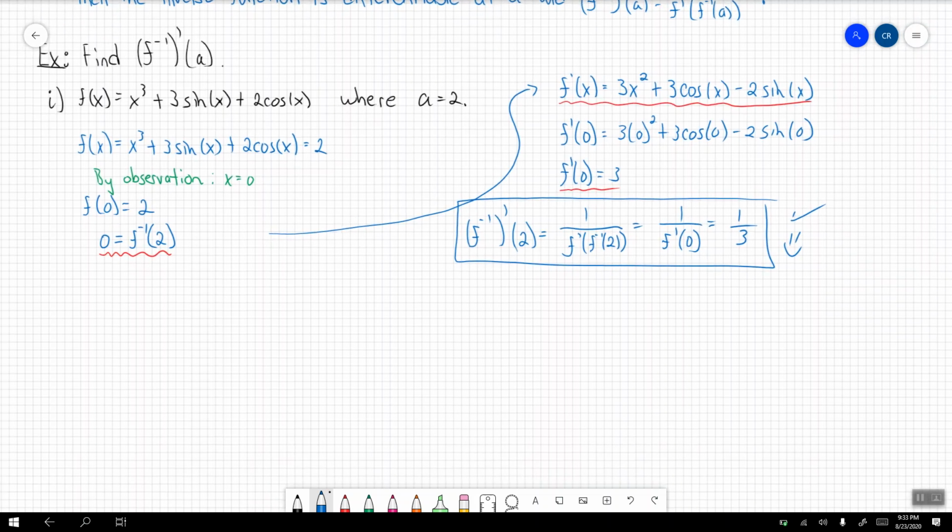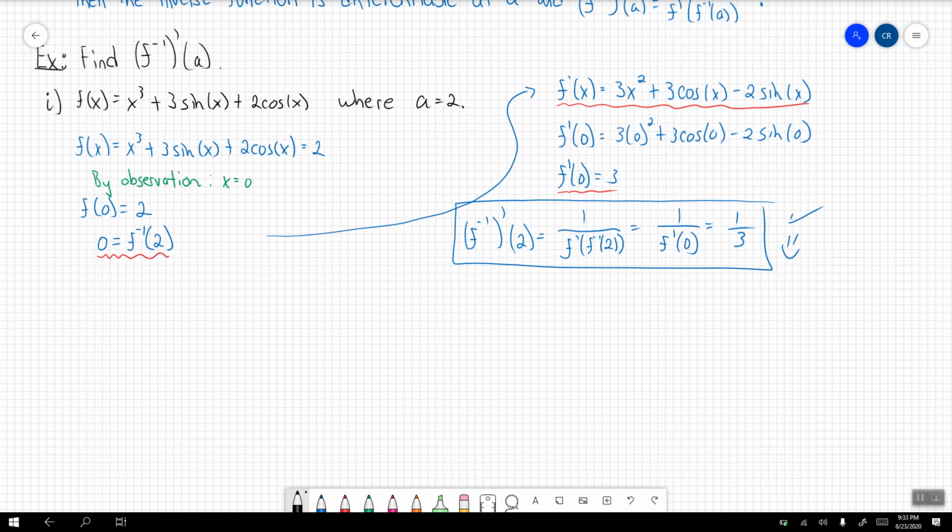Great job so far. Now, let's do example 2. For example 2, I want to take f of x, and f of x is going to be the square root of x cubed plus 4x plus 4, where a is equal to 3. And we're going to take the exact same approach like we did up top.